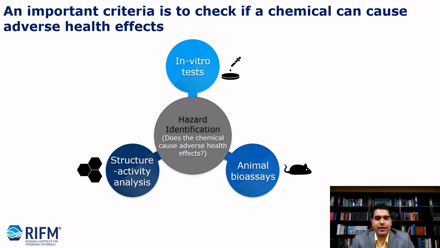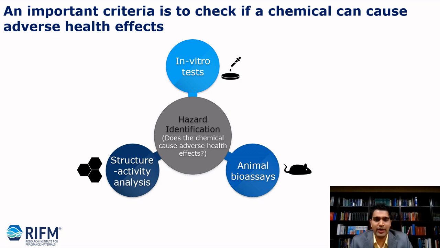So an important criterion in hazard identification is to check if a chemical or fragrance material, let's say, can cause an adverse health effect. There can be animal bioassays, as mentioned here. For example, in systemic toxicity, we have OECD-408, or in development and reproductive toxicity, we have OECD-414, which is the prenatal developmental toxicity study, or OECD-443, which is the extended one-generation study. Now, these tests can basically help in hazard identification, based on what toxicological area you are looking at. Further, there can be in vitro tests which can also identify hazard.